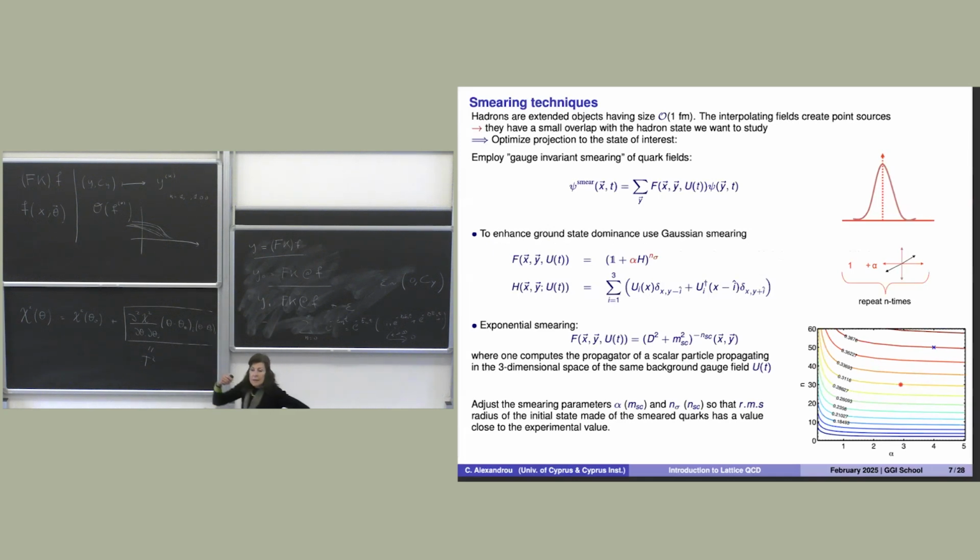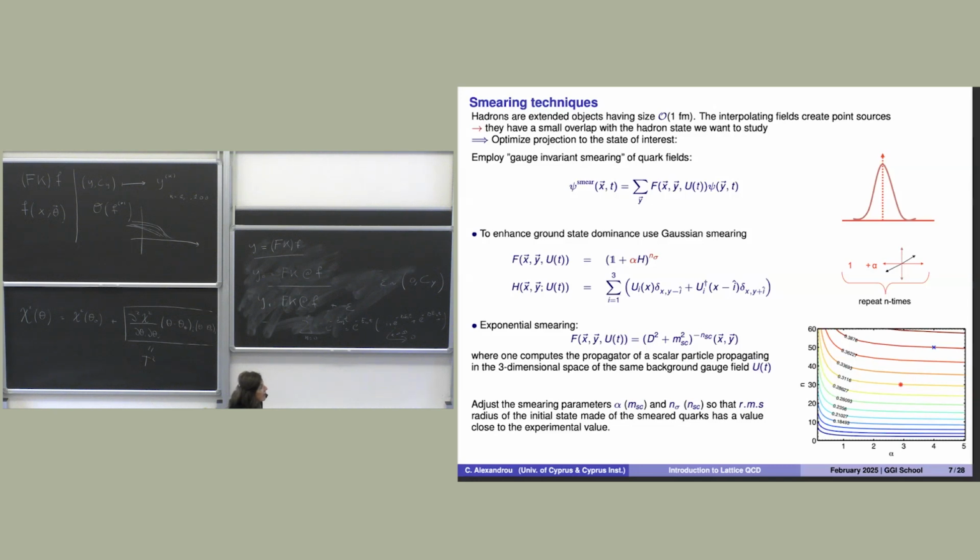Instead of creating a quark at a point, we can smear this quark field so that it has the right size. So if I combine these three quarks, for example, for the proton, it will give me the RMS ratio that we know experimentally. That's one way to optimize my interpolating field, because I use some physical knowledge to create the initial state, okay? So this is what we do.